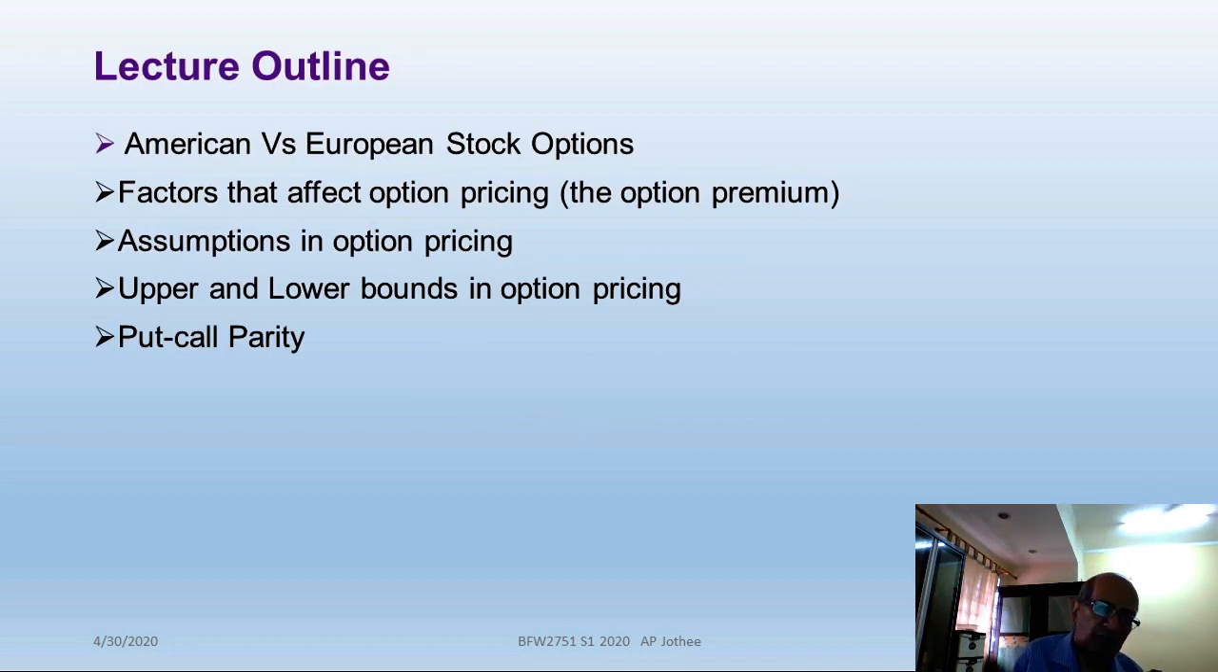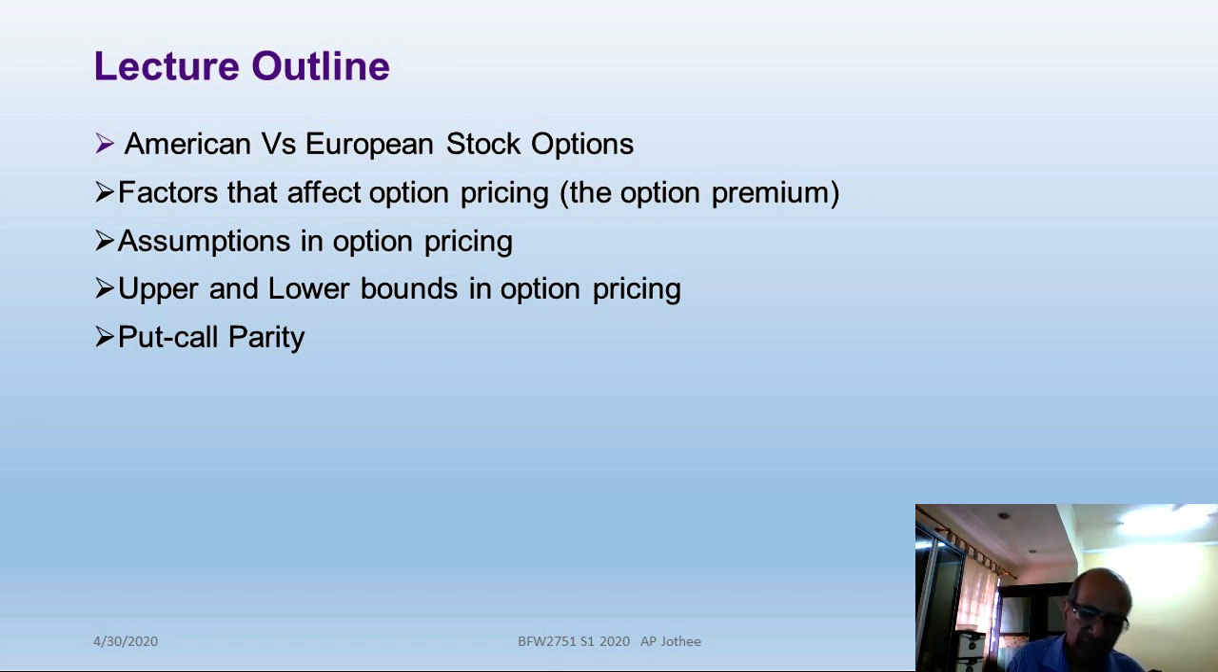Today's lecture outline is that firstly, we're going to explore the difference between American and European stock options. American stock options have their own features, and European stock options have their own properties. The second part is to analyze the factors that affect the option premium, whether it gets higher or lower. What are the factors making the premium expensive or cheaper?